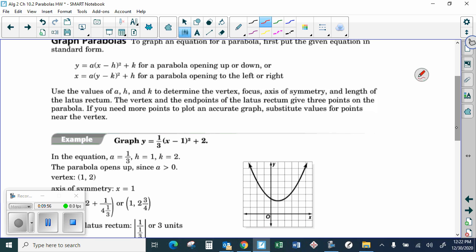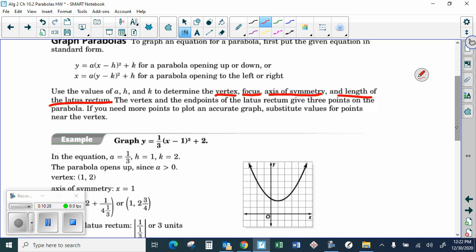Put it in vertex form, not standard form. Use the values of a and h to determine the vertex, the focus, the axis of symmetry, and the length of the latus rectum. The vertex and the endpoints of the latus rectum give 3 points on the parabola.